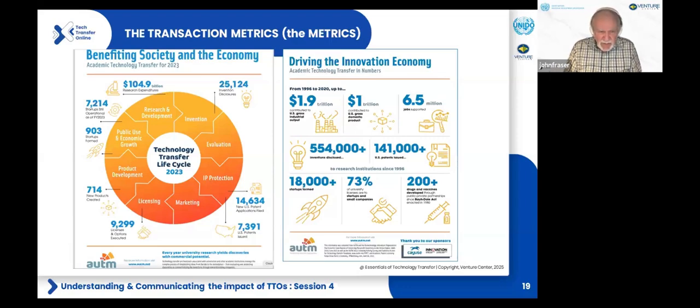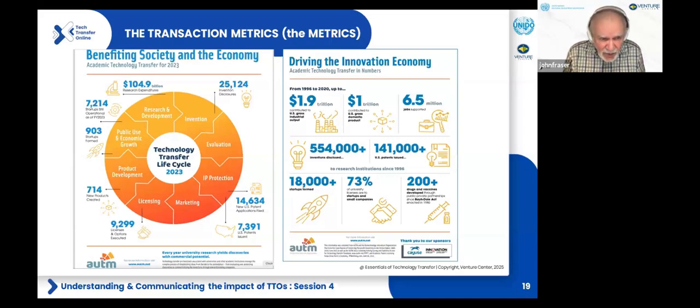Continuing around the cycle, you see here 9,000 licenses or options executed and signed in that particular fiscal year. That's a fair number. Again, this is over roughly 200 institutions. All of this activity in the fiscal year we're talking about, and prior to it, products are being developed. And in the 2023 fiscal year, 714 products entered the marketplace, not from the university, but from the companies.